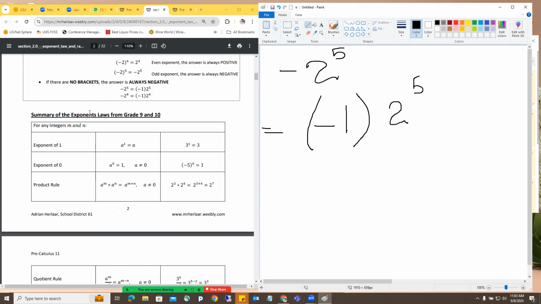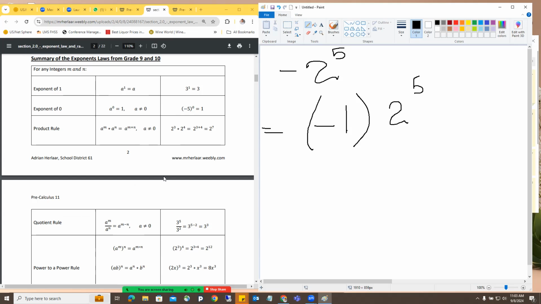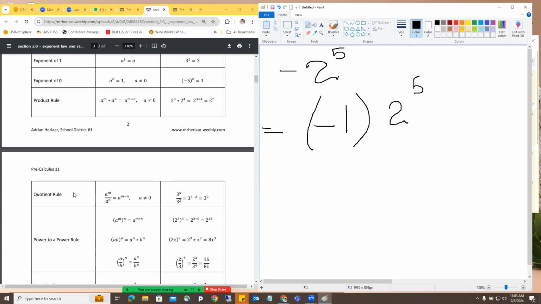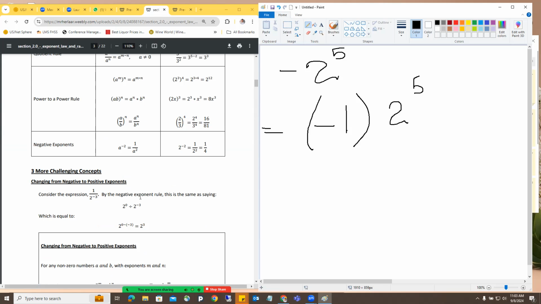Now the summary of the exponent laws from grade 9 and grade 10. Just go through all these ones. A to the power of 1 means A. If it's a variable, we have that one. Then these ones, it's clear, right? Then the quotient rule and the product rule are also clear. Power of power is also done, and the negative exponents we have already done.